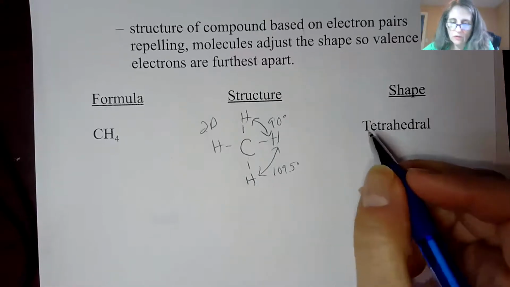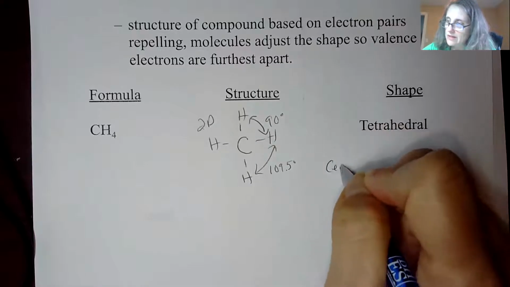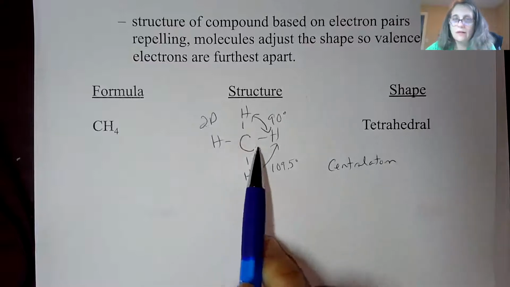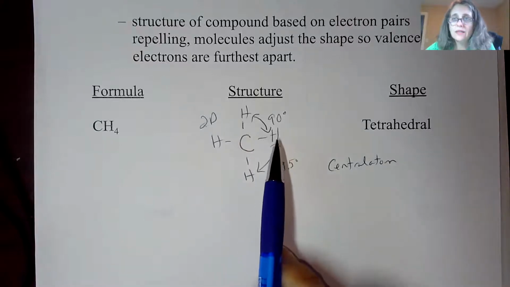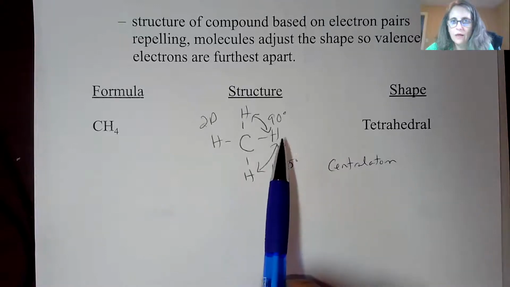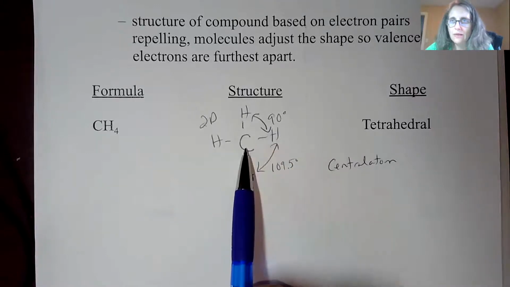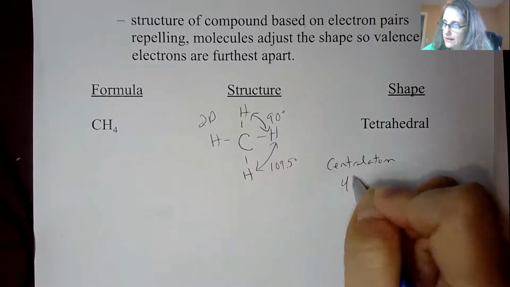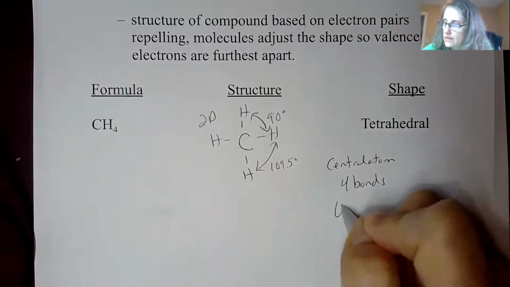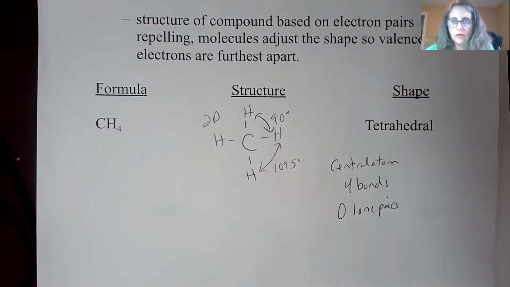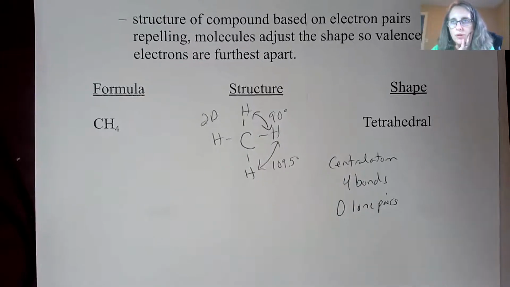When I do these shapes, I'm always going to focus on the central atom in terms of what is bonded to it. It doesn't matter what is attached to the central atom. What matters is that central atom and how many bonds it has around it. If the central atom has 4 bonds and 0 lone pairs, we call this a tetrahedral shape.